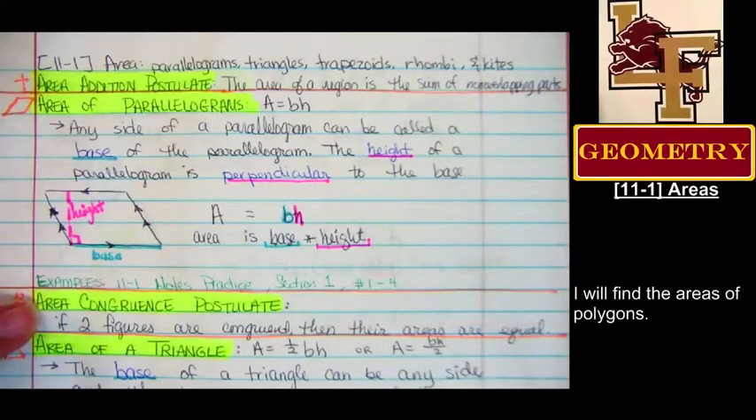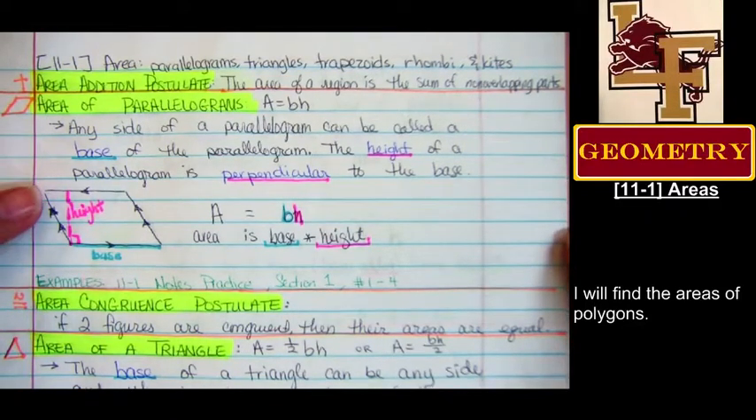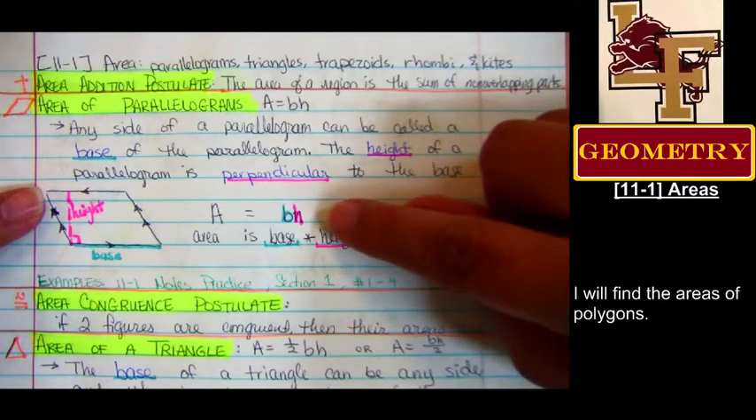The next new thing is down here, the area congruence postulate. Area congruence postulate says that if I've got two shapes that are congruent, they're the same size and the same shape, then they have the same area because they're the same size. That should be a real kind of, well, duh moment. All right, let's talk area of parallelogram.